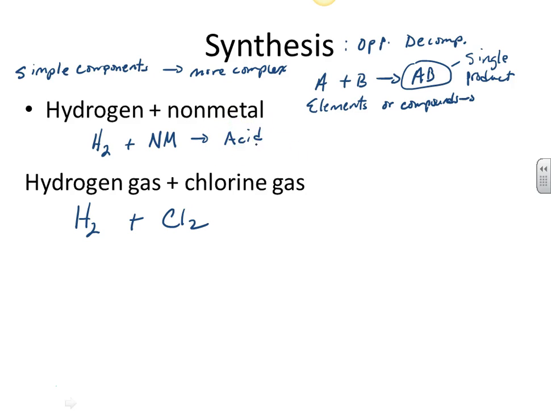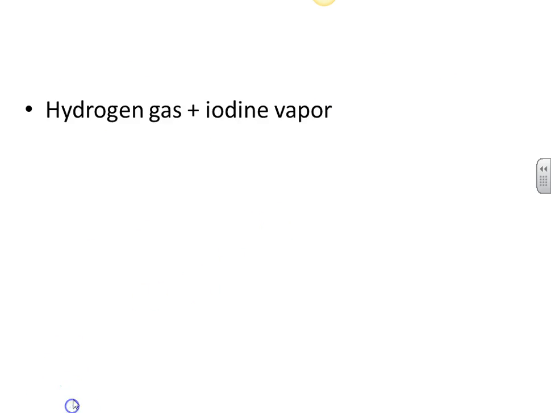It's going to be an acid, and this acid is going to be binary. So H2 plus Cl2 is going to yield HCl. Fairly simple. Hydrogen gas plus iodine vapor, I2, is going to yield hydroiodic acid. And again, we need a 2 there. Don't forget the diatomic hydrogen and iodine.